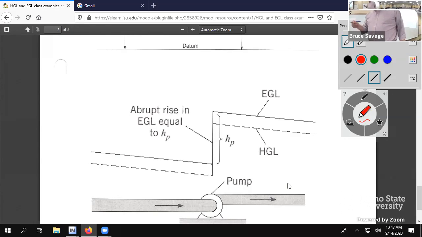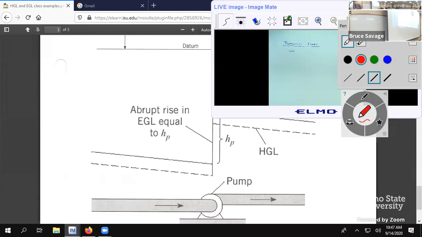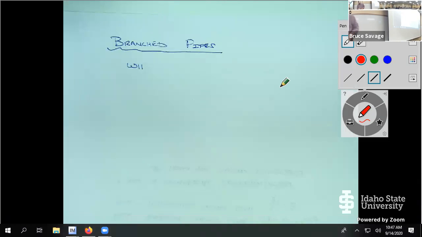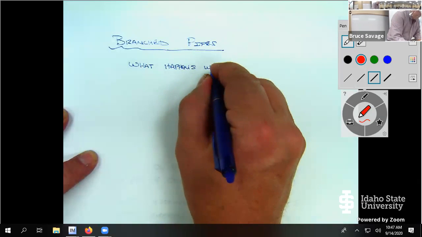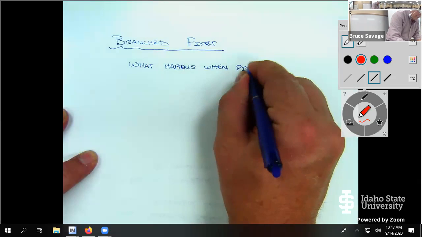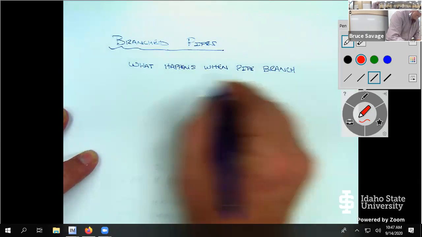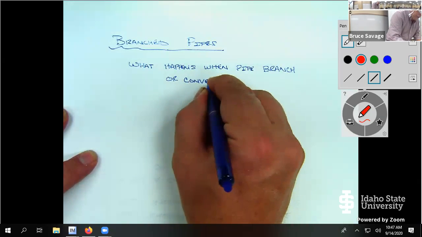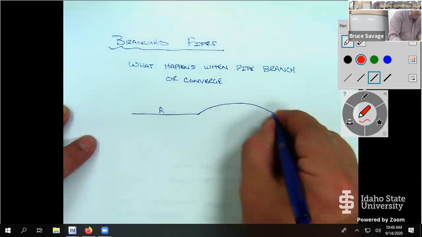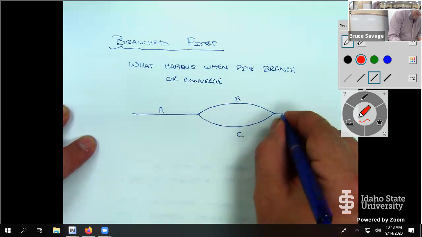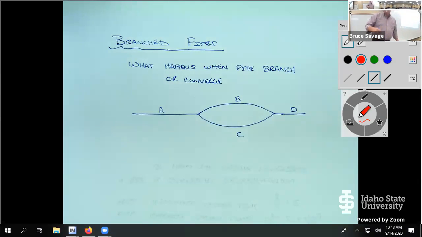Up to now, everything that we've done has been a single pipe. Even though that single pipe can change diameter, it's still been one single conduit going down the path. Now we want to talk about what happens when pipes may branch or converge. For example, if I had pipe A come along right here, and then it split into B and C and came back together into pipe D, how do we handle that now when there are multiple pipes?